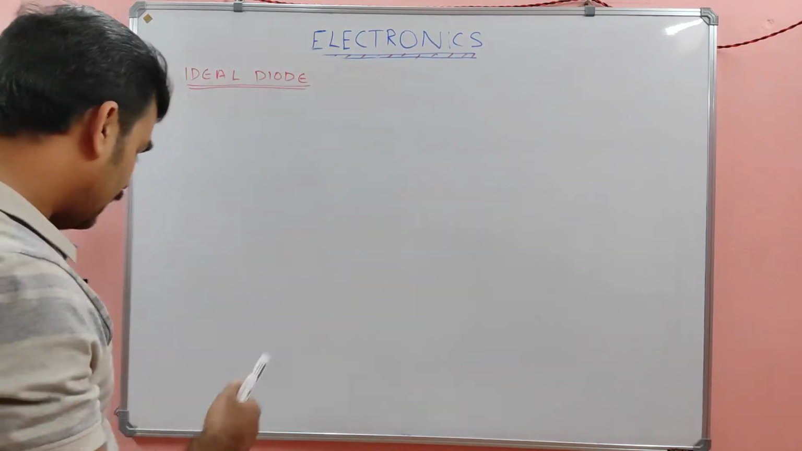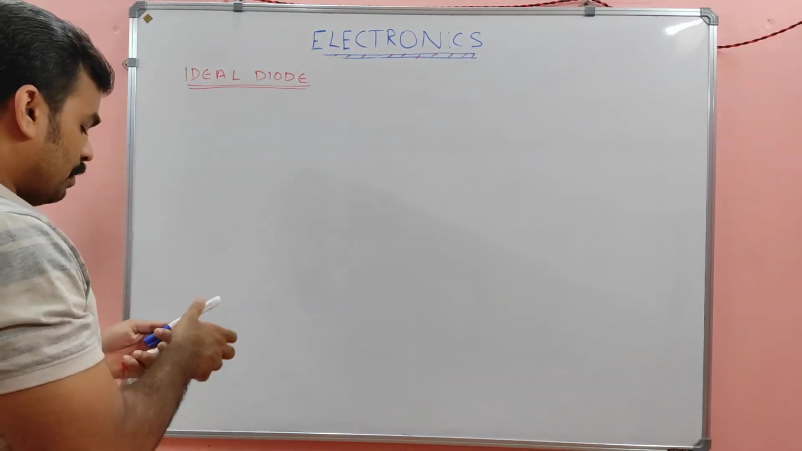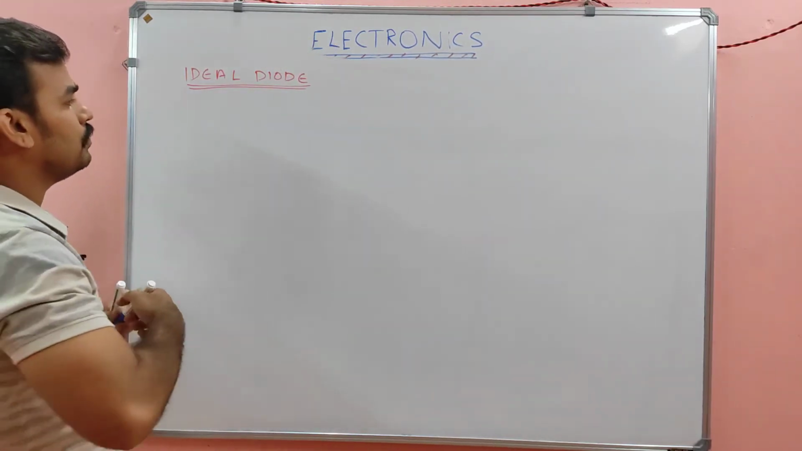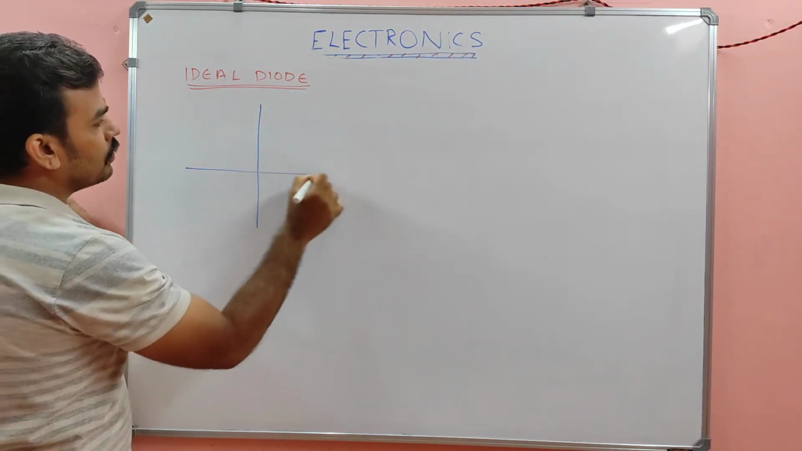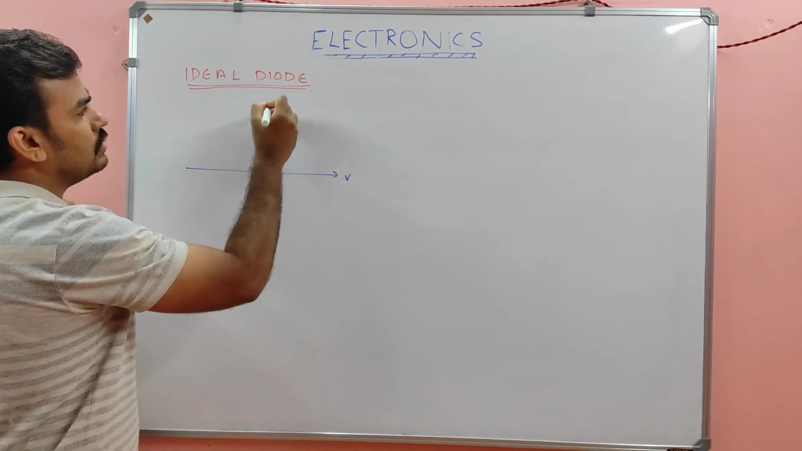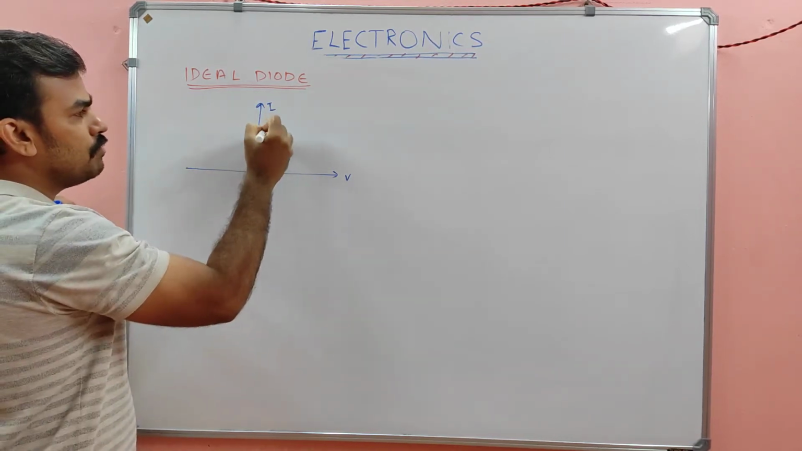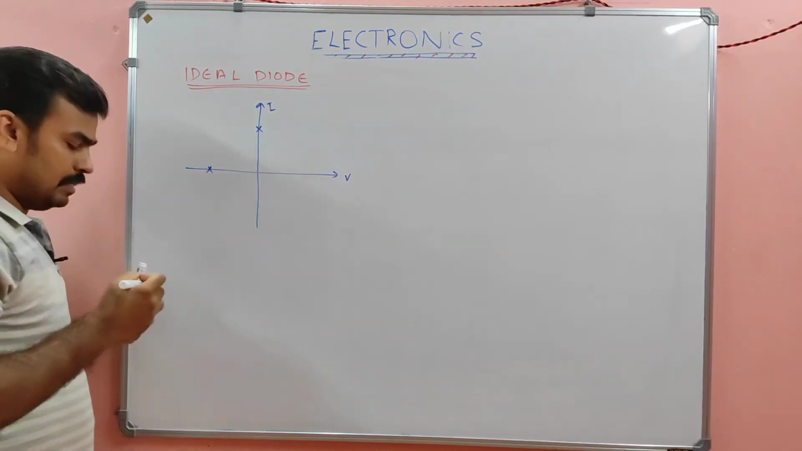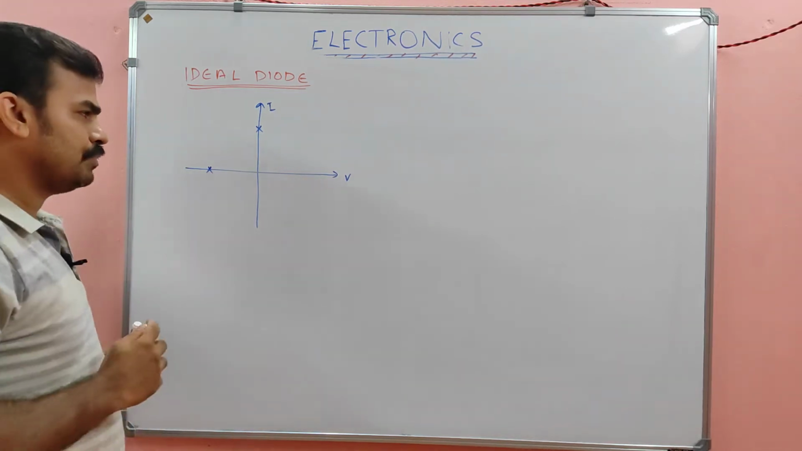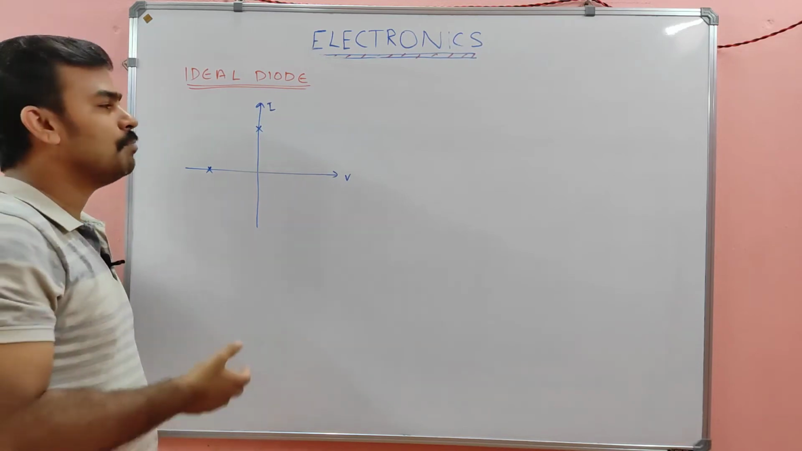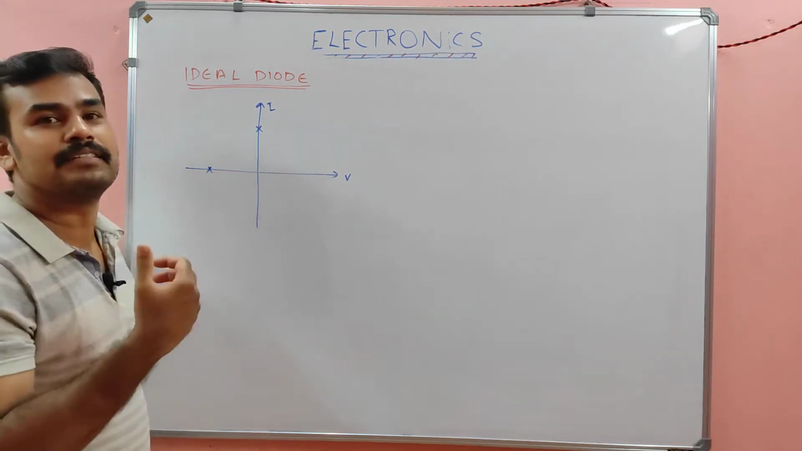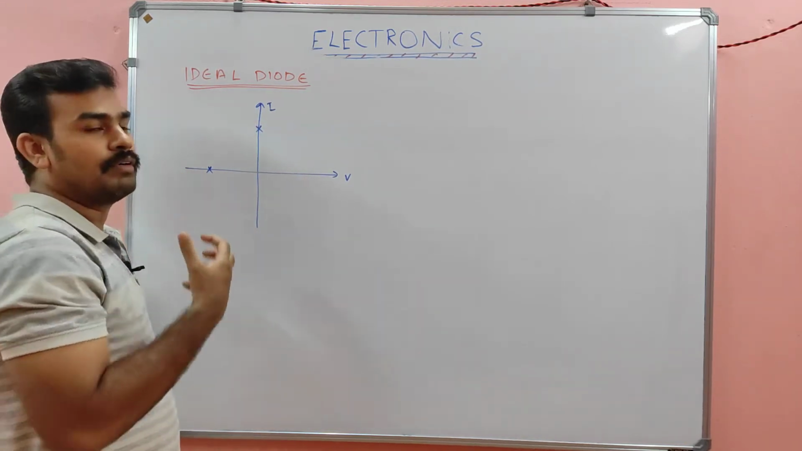So in an ideal diode, the VI characteristics can be represented like this, my dear, listen. This is the voltage V and this is the current I. Then this will be the ideal diode's VI characteristics. It looks like a very simple graph, but it tells you a lot. It tells us a lot, right?